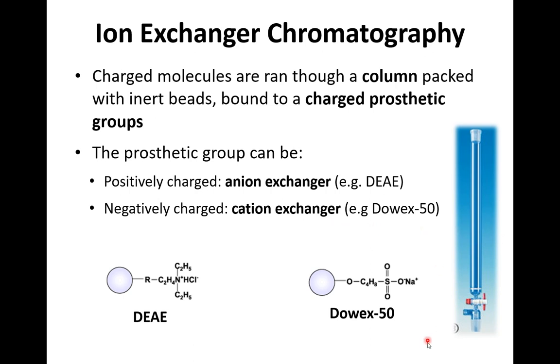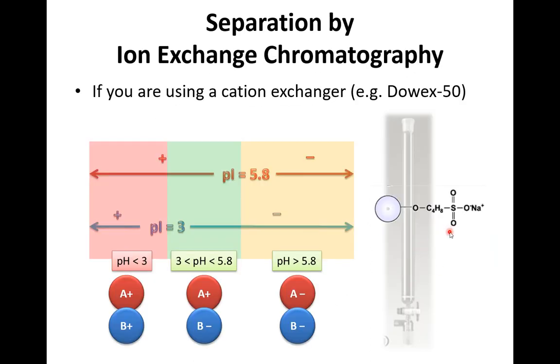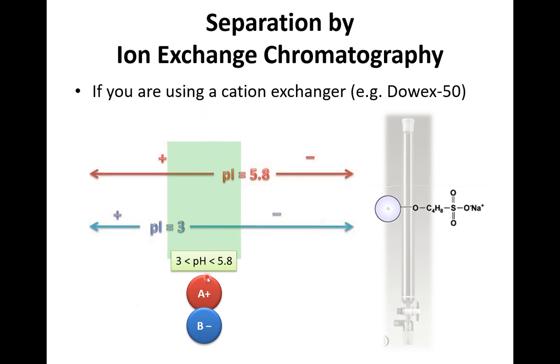All right, running through this. So imagine, for example, that you're working with DOX50. This is a cation exchanger. And now you have this mixture. Now, to separate them, you could start with a pH which is right in between here, for example, 4.5.